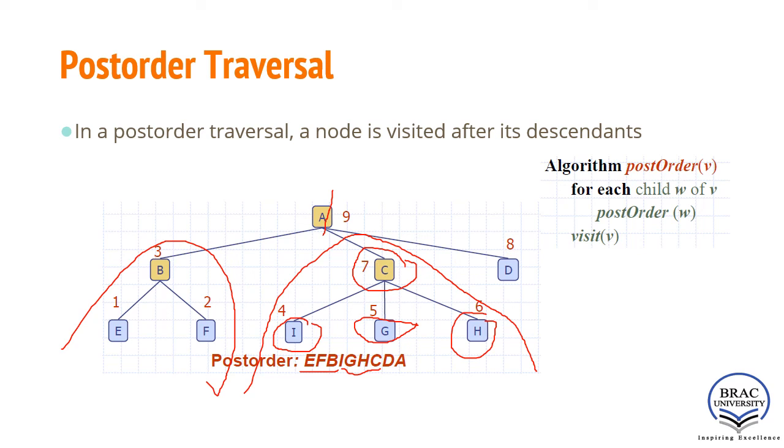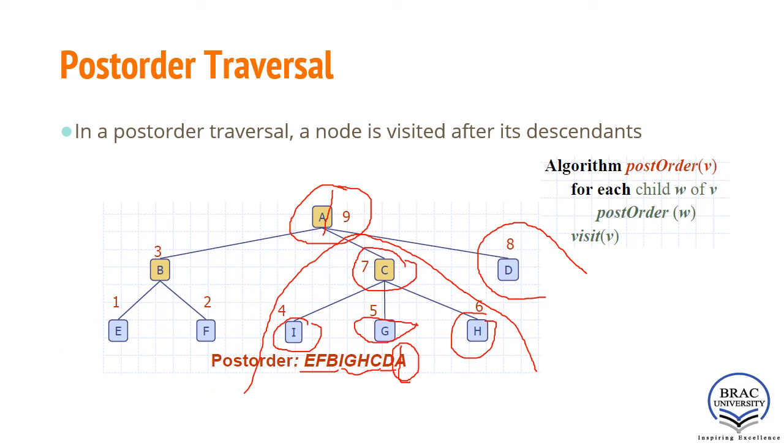Okay. So 2 children are done from root A. Only 1 child is left, that is D. As D is a single node, we will visit D. So this child subtree and this child subtree, all are visited. Only one is left, that is the root, and A will be visited at the very last moment. So I hope you now have a clear idea about post-order traversal.